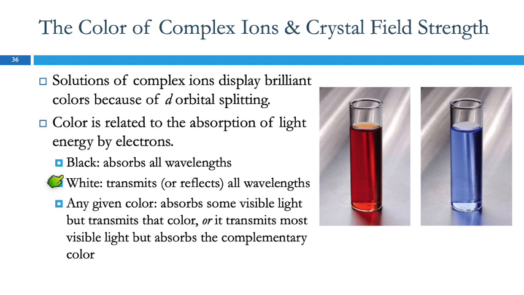So if all of the light was absorbed, it would appear black. Black color absorbs all wavelengths. White transmits or reflects all wavelengths. Any given color is going to reflect that we're absorbing some colors and reflecting others. So in a red solution, the red color is reflected or transmitted, and the other colors are absorbed.